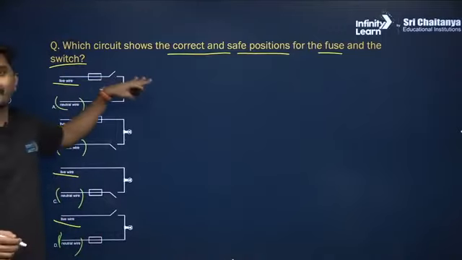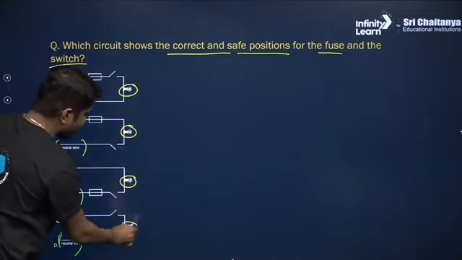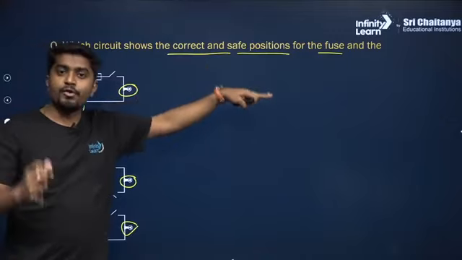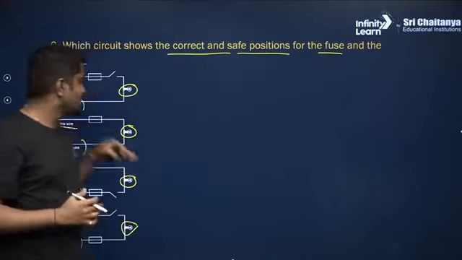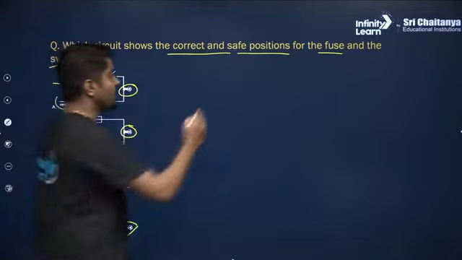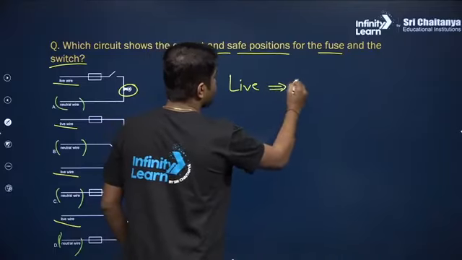To protect the device. There is our device here, correct? So we want to protect the bulb. That's why we use a fuse. So fuse, where will you keep? In the neutral wire or in the live wire? Live wire is always on. So I'll write here, live wire always on.